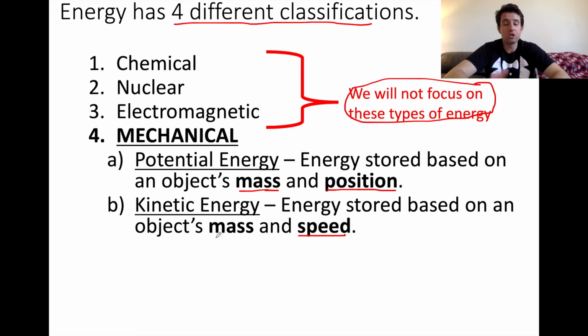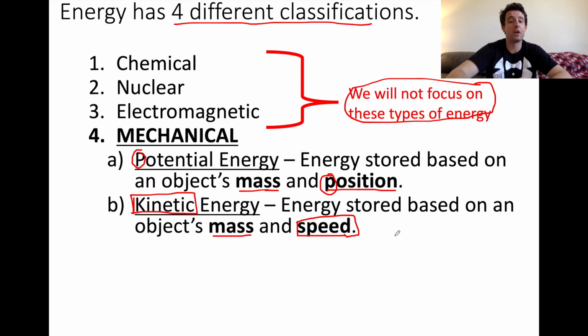So you'll notice that the potential and kinetic energy definitions are very, very similar. They're both looking at energy stored, and it's based on mass for both of them. But then for potential, we're looking at position. For kinetic, we're looking at speed. Hopefully you've heard the word kinetic referring to motion before. And then potential, position. They have the same letter, so that's an easy way to remember it. Potential is all about position, height, distance, that sort of thing.